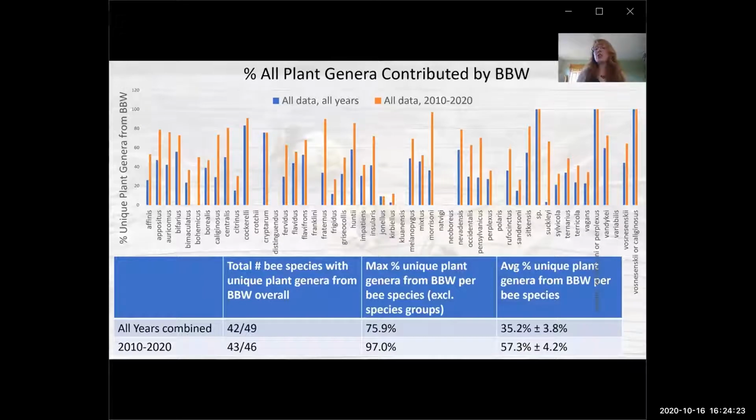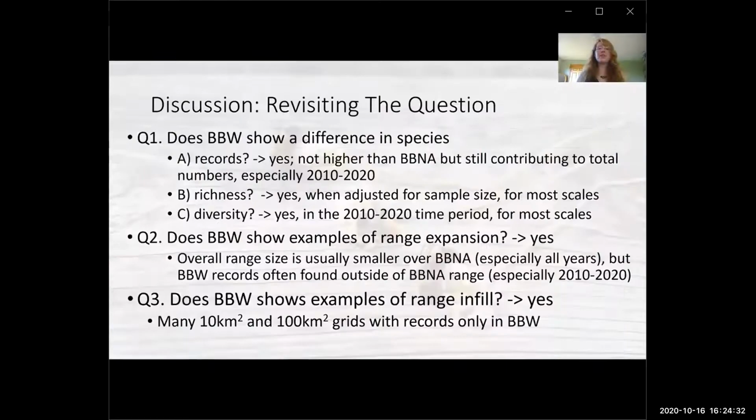Although the average is lower, about 35% of all unique plant genera are from Bumble Bee Watch, compared to 57% in the last decade. So, kind of going back and revisiting the question: does Bumble Bee Watch show an increase in species numbers or records? Yes. It's not higher than the Bumblebees North America database, but it's contributing a lot of numbers, particularly in the last decade, where about a quarter of our data came from Bumble Bee Watch.